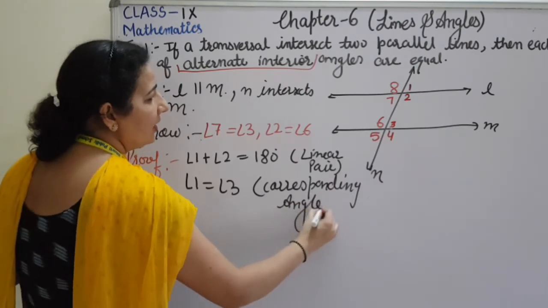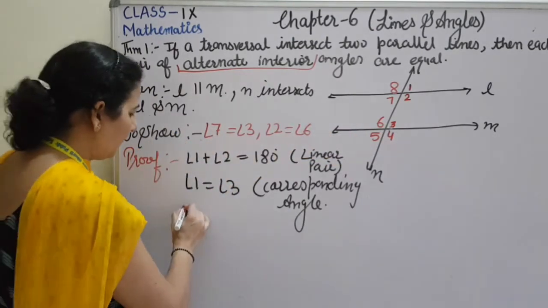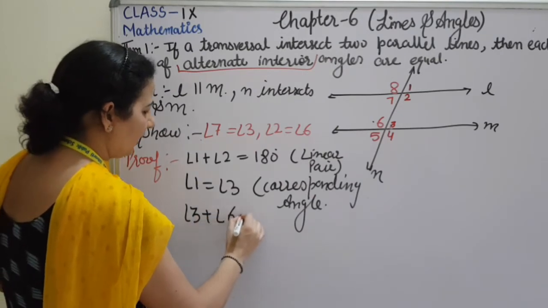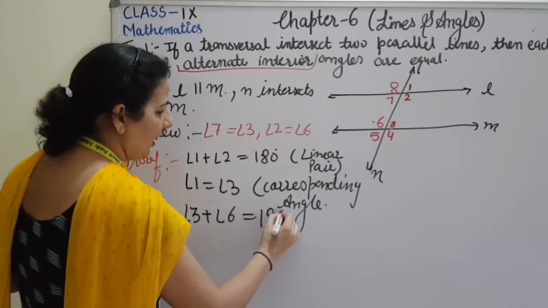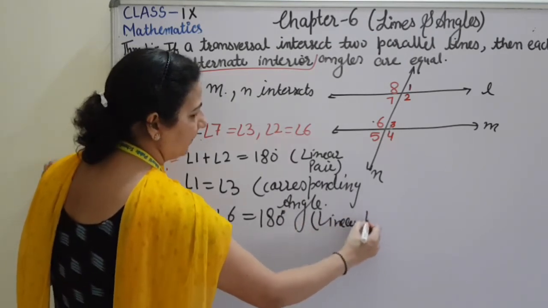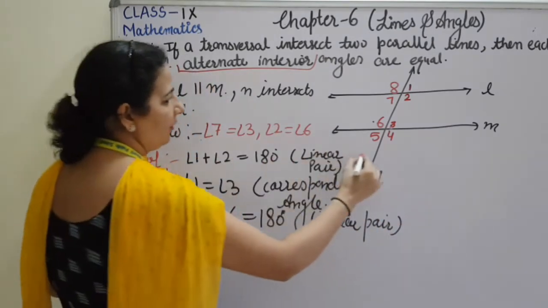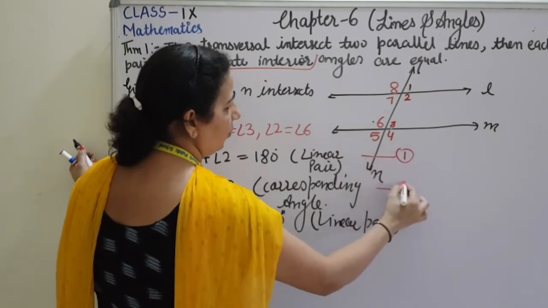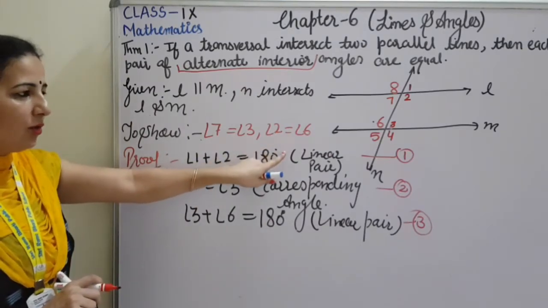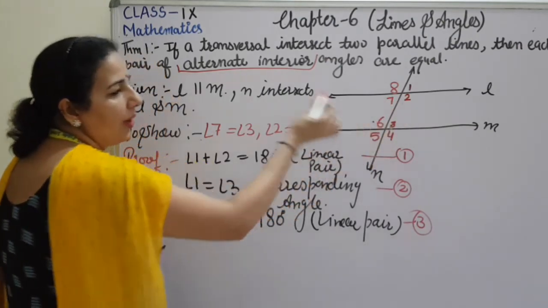Fine. Somehow we want to prove that angle 2 is equal to angle 6. Now, angle 3 plus angle 6 is also equal to 180 degrees. The reason is again linear pair. I have given the names of these equations as 1, 2 and 3. Now, how many of you agree that by using equations 1, 2 and 3 we can easily prove that angle 2 is equal to angle 6?